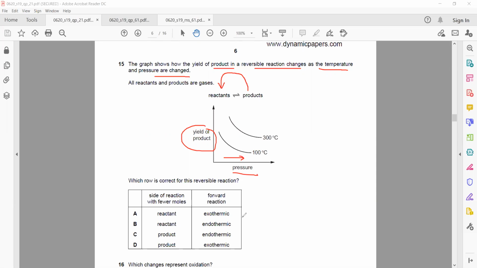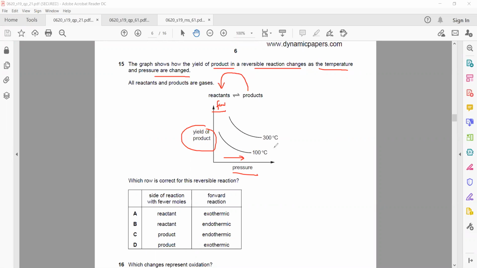And as the equilibrium is shifted towards the left hand side, which side has fewer moles? The reactant side has fewer moles, because an increase in pressure always shifts the equilibrium towards the side where the number of moles is less. As you increase the pressure the yield is decreasing, so the equilibrium shifts toward the left hand side, where there are fewer moles. The reactant will have fewer moles.